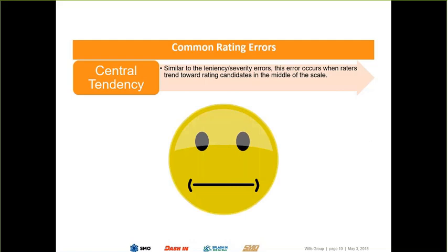Closely related to the leniency severity error, the central tendency error occurs when raters tend to rate candidates only in the middle of the scale. Again, raters should strive to use the full range of the scale based on the candidate's observed and documented behaviors.